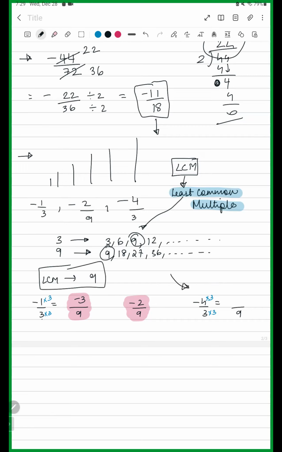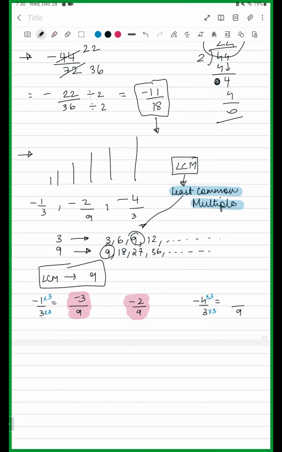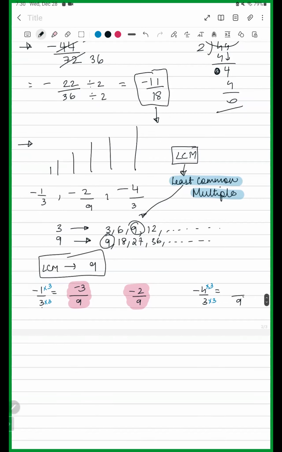We will multiply minus 4 by 3 by 9. Sorry, 3. We will multiply the denominator and numerator by 3. Now tell me, tell me quickly, what will the numerator be? The denominator will be 9, that we all know. Minus 12. Very good, minus 12.